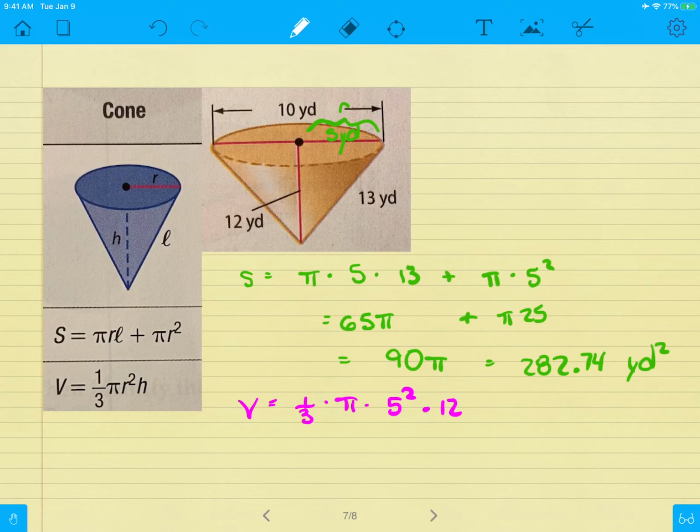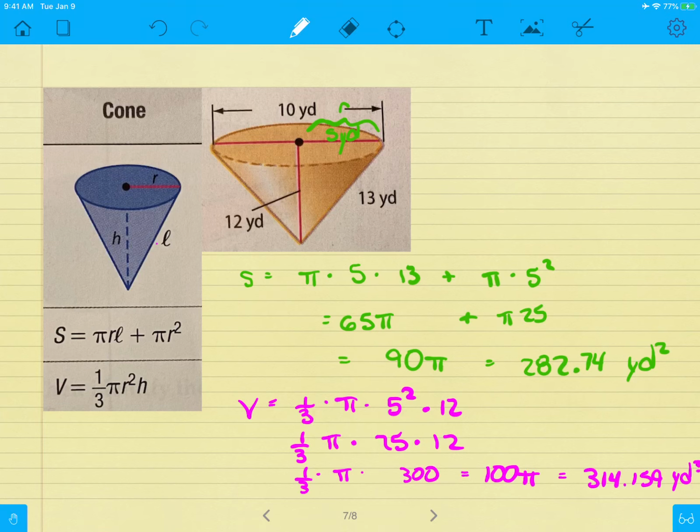Okay, so kind of walking through the numbers here. 5 squared is 25 times 12, which is 300. We're going to take that times pi and then divide by 3, or cut it by 1/3. This ends up being 100 pi. If you actually take 300 divided by 3, this ends up being 314.1592, blah, blah, blah. That's in yards cubed. 314 little cubes that fit in there perfectly.